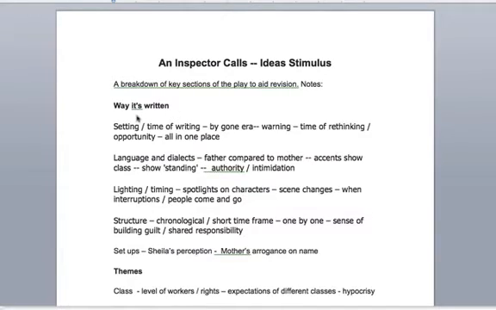The reason I start with the way it's written is because it's really good to try and get your head around what the writer is trying to do, and then that informs the way you look at the themes and the way you look at characters, because you can see which characters the writer is choosing to use as a vehicle for certain things. So it's good to focus on that.